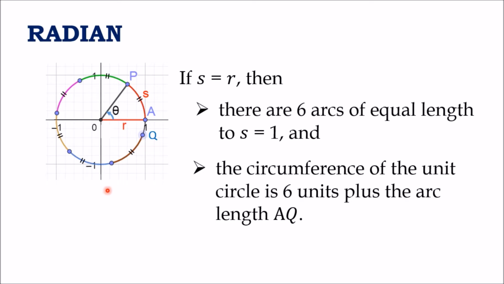Let us investigate further in the following slides what is theta in radian measure when theta is fully rotated in a unit circle. In a unit circle, r is equal to 1. If s is equal to r equal to 1 unit, then a unit circle has 6 equal arcs of length equal to s plus the length of the arc QA or AQ. What is the length of the arc AQ?